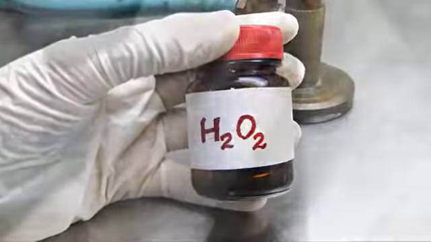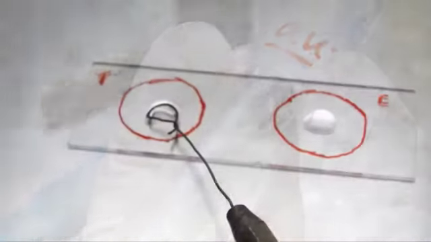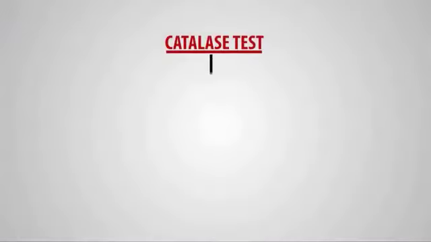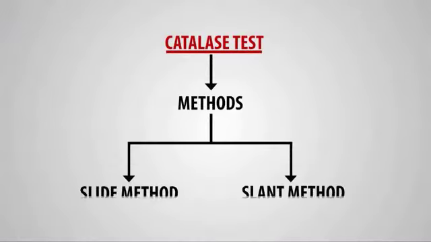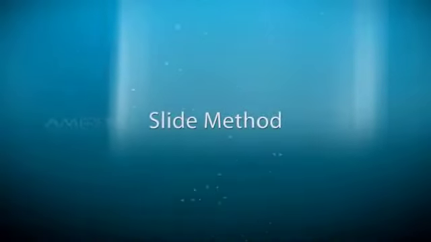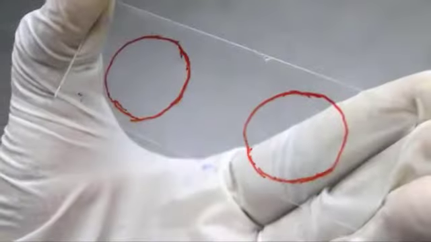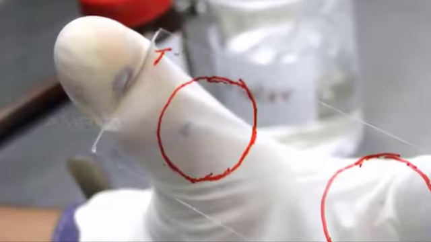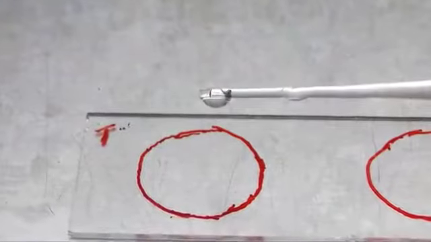Procedure: the hydrogen peroxide can be added directly to a slant culture or to bacteria smeared on a clean glass slide. Accordingly, there are two types of methods: slide method and slant method. Slide method: take glass slide and divide it into two sections with a marker pen. One should be labeled as T for test and other as C for control. Place a small drop of water on each area.